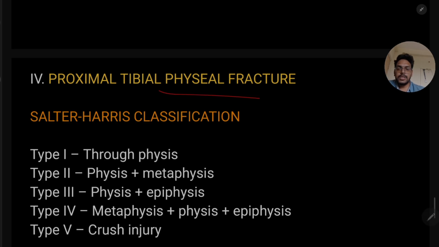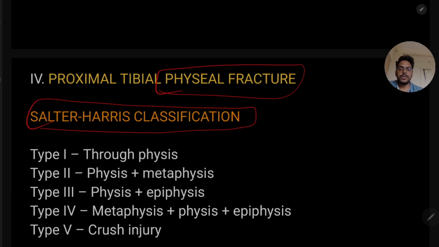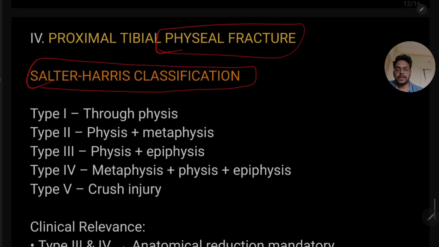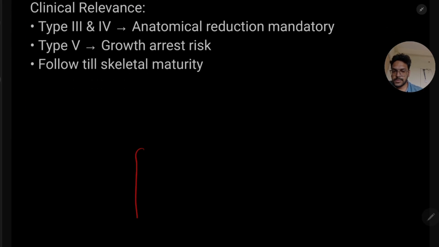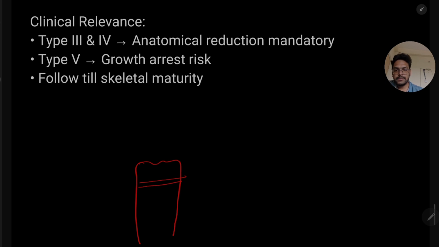Now coming to physeal injuries in children, where the Salter-Harris classification is given for physeal injuries, for the tibial physeal fractures, right? So there are 5 types of injuries. I'll draw and show. This is the physis, right? So type 1 is through the physis. So the first type, the fracture is going through the physis. It is type 1, right?